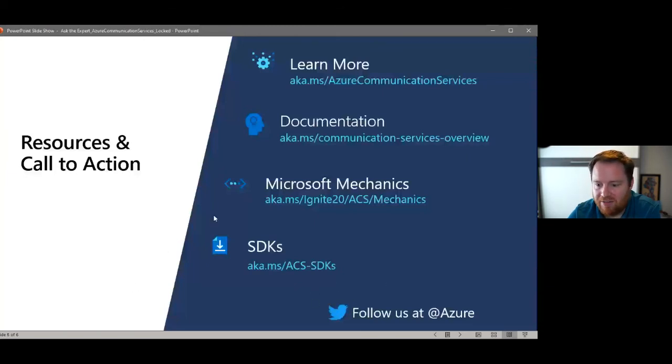A lot of our SDKs are part of the Azure SDK, so you can find a lot of stuff there, and that's great because it's deeply integrated with the Azure SDK stuff, but you can also find our samples and more information on our SDKs there.